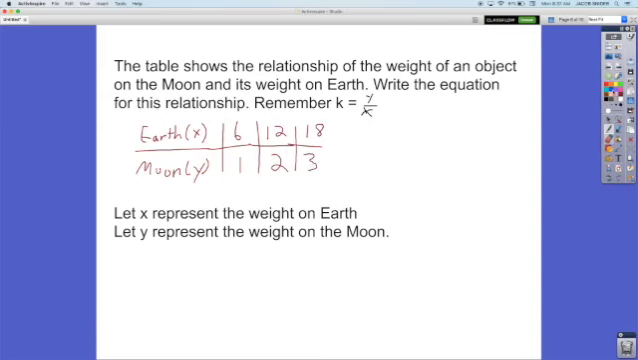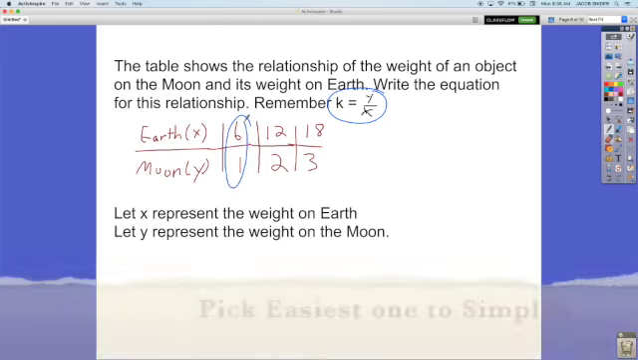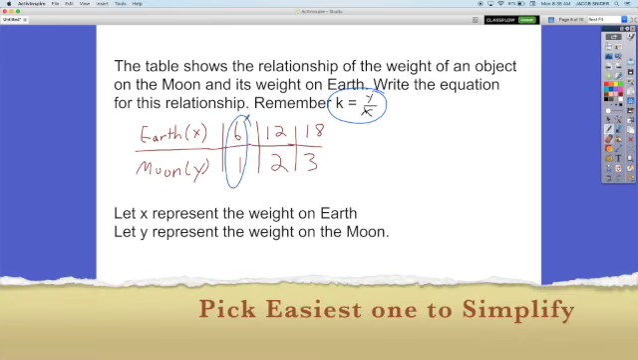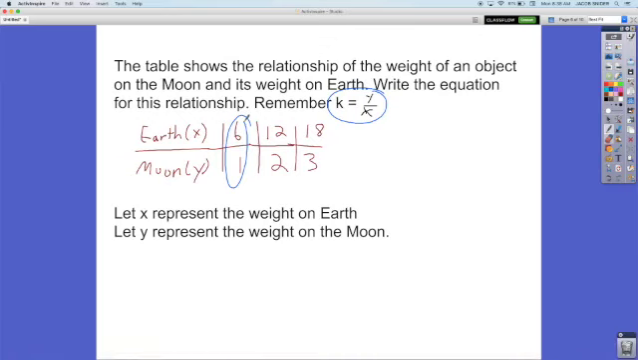Now remember, when I go to do my equation, my k is y over x. So pick any one you want. If possible, I'll pick this one because it's the easiest one to simplify. What would that look like? Well, I know y needs to go on top, so I get 1 over 6. If I did the second one, it would be 2 over 12. But when I simplify, it is just 1 over 6, which is the same thing, which is what I want.